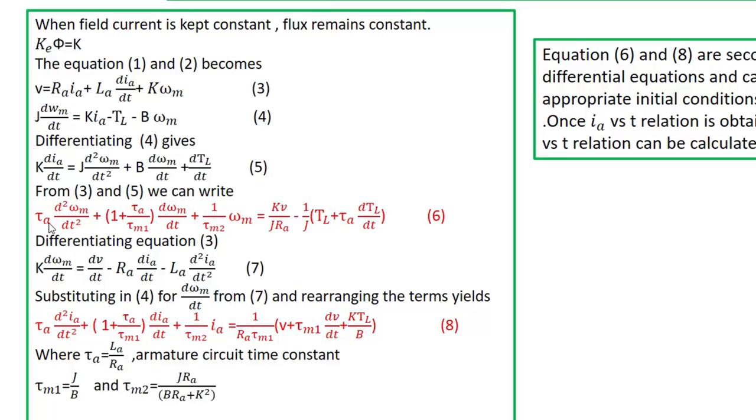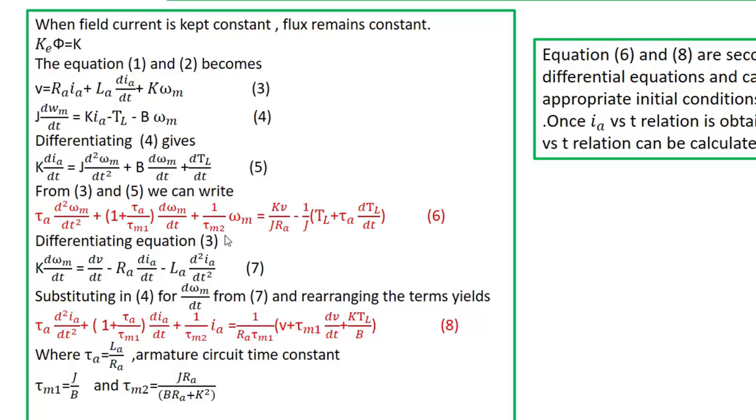Here tau a is equal to La by Ra. This is the armature circuit time constant. L by R, we know, is the time constant of the circuit. Now tau m1 is represented as J by B, and tau m2 is equal to J Ra by (B Ra plus K squared), just to reduce the complexity of this equation.